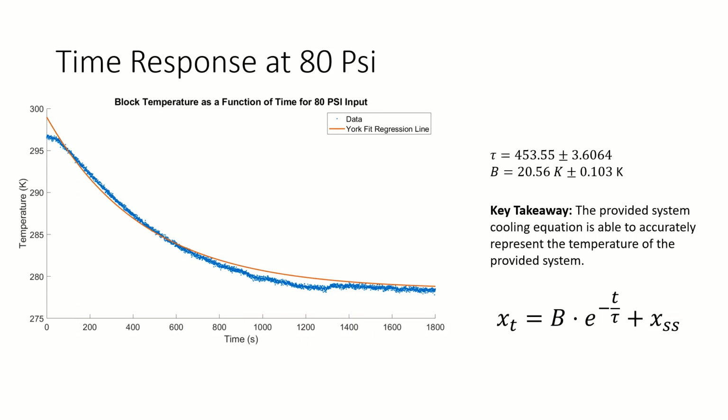The values for tau and B based on the York regression method using the natural log are shown, with small uncertainties. Comparing the system cooling equation to the experimental data, the equation appears to be a good thermal model of the system in the cooling range for the 80 psi input.